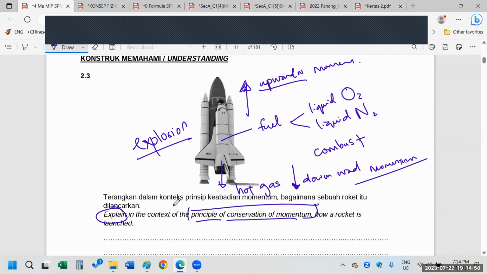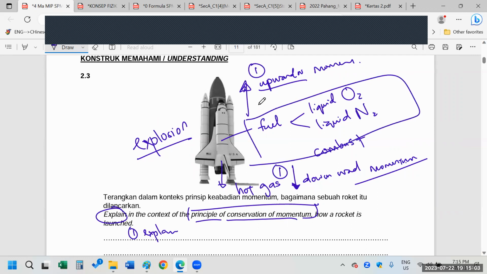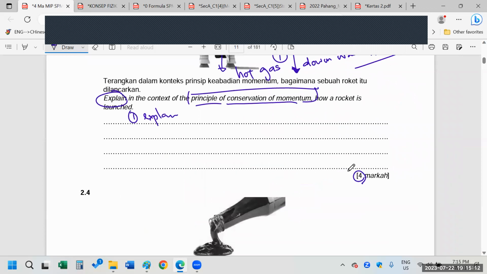Because they want you to explain, also 1 mark for your explanation. Downward momentum 1 mark. Upward momentum 1 mark. And then the fuel, combustion, explosion 1 mark. They mix and they explode. Okay, so this is how you get the 4 marks.